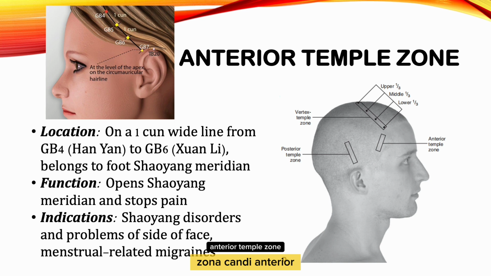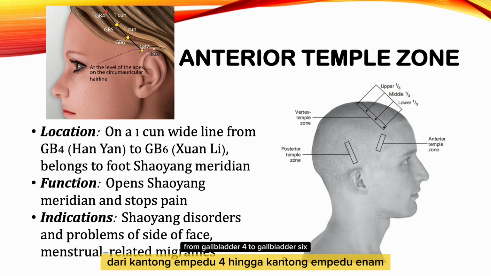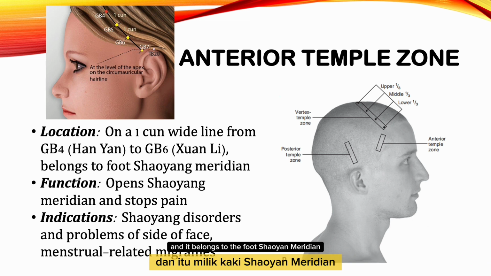Anterior temple zone. This zone is located on a 1 cun wide line from gallbladder 4 to gallbladder 6, and it belongs to the Foot Shaoyang meridian. Opens the Shaoyang meridian and stops pain. Used to treat Shaoyang disorders and problems of the side of the face, as well as menstrual-related migraines.